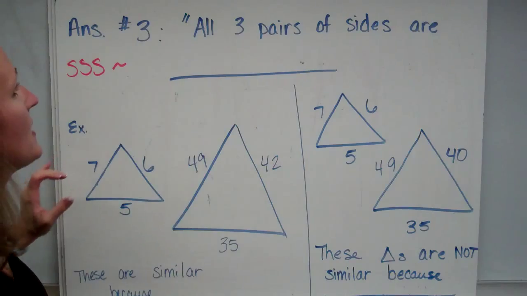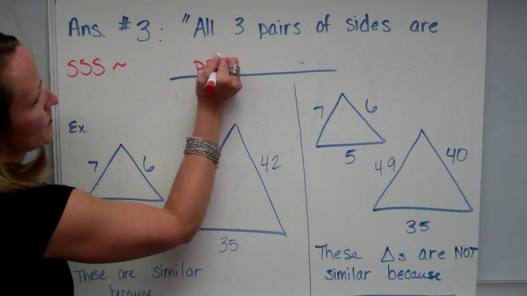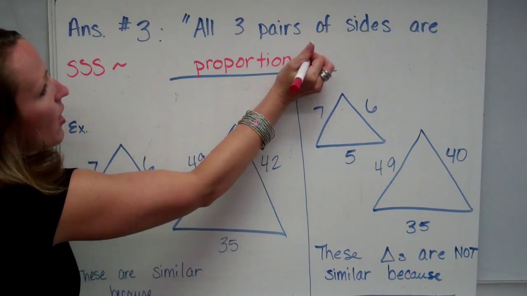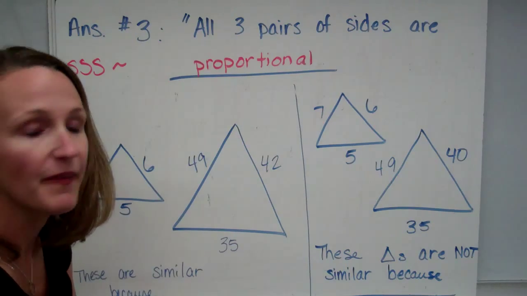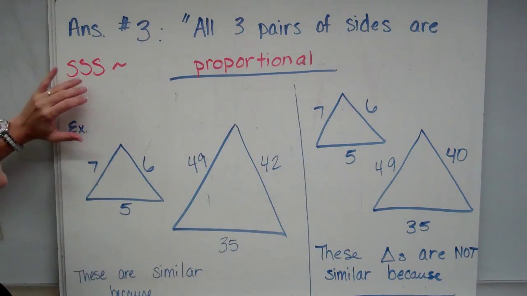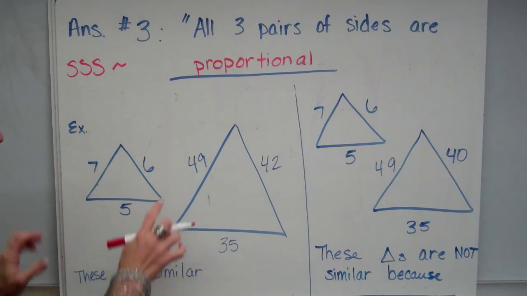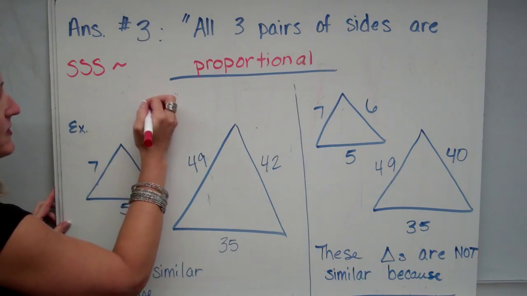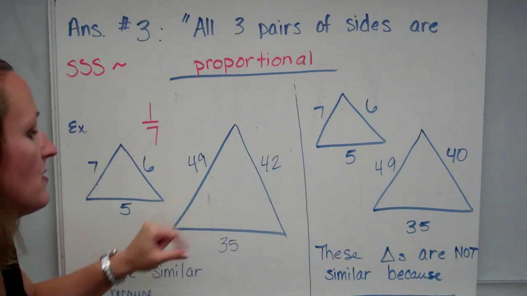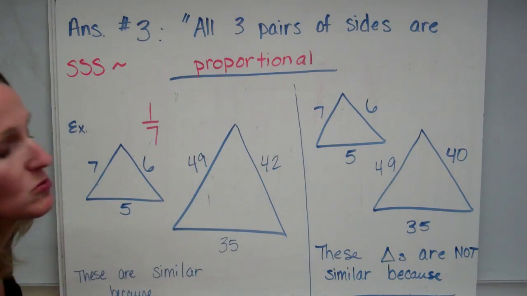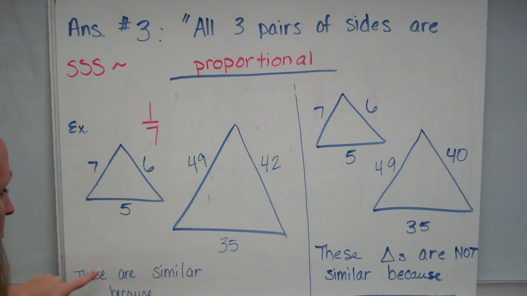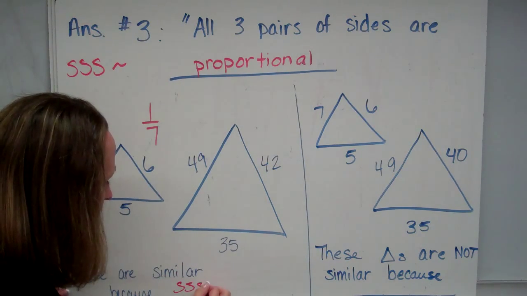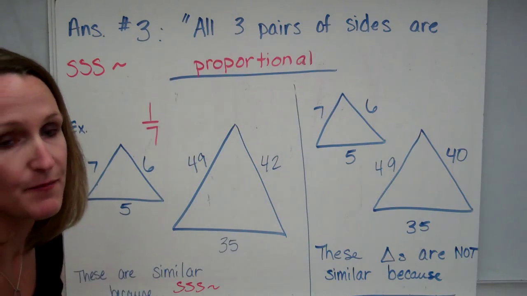All 3 pairs of sides are proportional. You can determine if 2 triangles are similar even if you don't know anything about the angles. We call this side-side-side similarity. So again, these are the same numbers that I used on the last 2 triangles. We know that each of these works out to be 1/7. Therefore, these 2 triangles would be similar. So we can say these triangles are similar because, and you can write side, side, side, similarity.